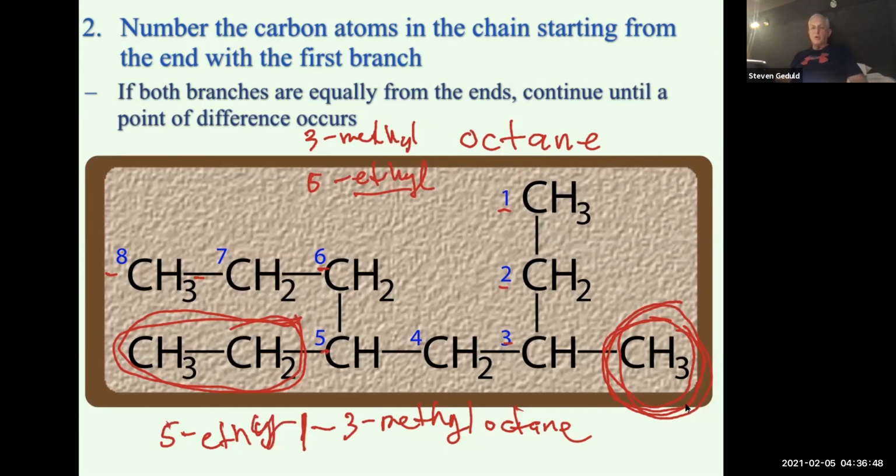So working backwards, it's an octane, which means there's an 8 carbon chain. At number 3, there's a methyl group, which is 1 carbon. And at number 5, there's an ethyl group, which is 2 carbons.